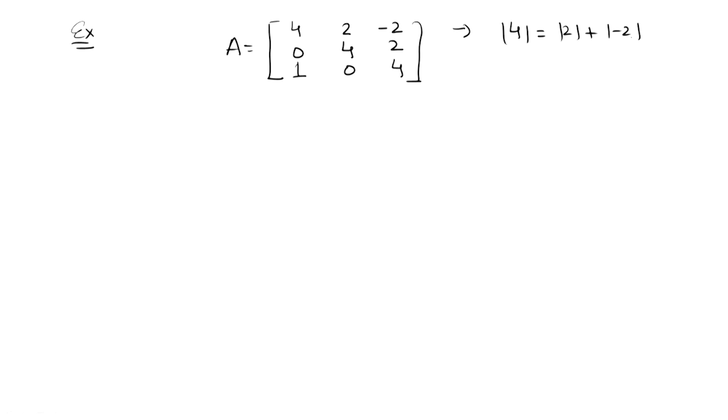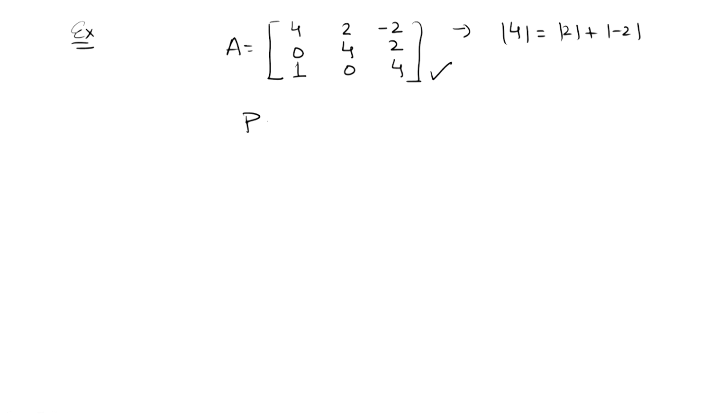Let A become 4, 2, minus 2, 0, 4, 2 and 1, 0, 4. Here the matrix is not strictly diagonally dominant, because if you see the first row, 4 equals 2 plus minus 2 in absolute value, which are the same. So we cannot comment here; even if we change the order of the equations, it will become worse. So, we cannot say anything after seeing the coefficient matrix.